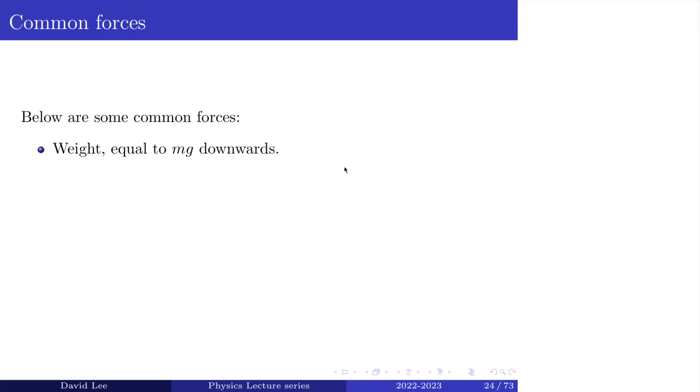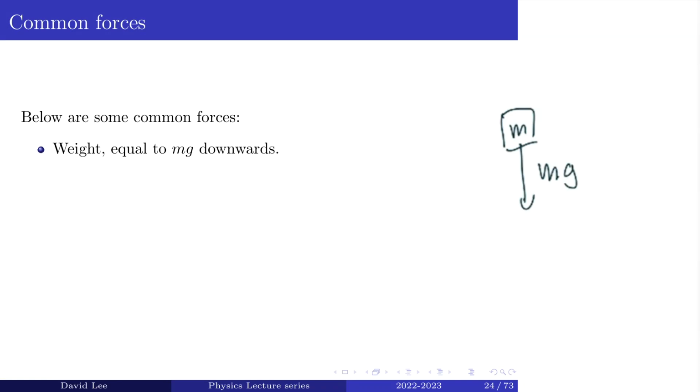And now let's list out some common forces. So we have weight, or gravitational force. And on the surface of the Earth, it's just mg downwards. So if we have a box of mass m, there will be a force mg downwards.